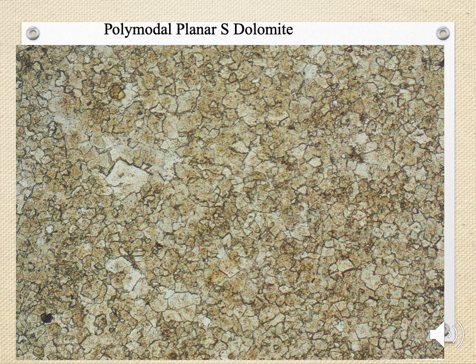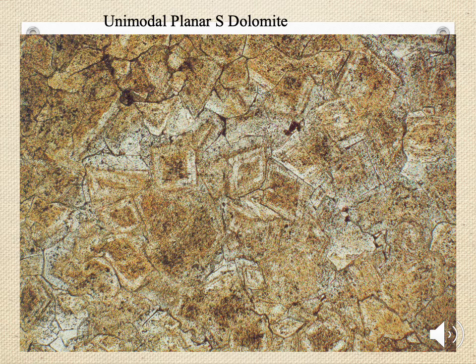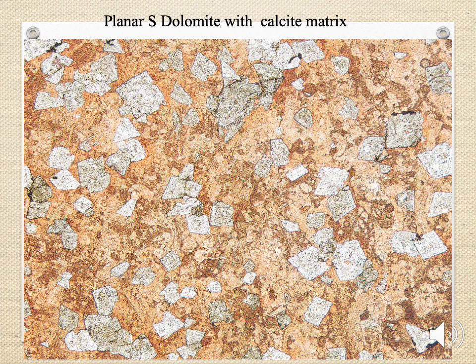So we have different crystal sizes here, so we'd call this polymodal. And because not all of the edges are nice and smooth, we will call this planar-s, for planar subhedral. And these, we have some pore spaces in here. Most of them are the same size, more or less. Planar, unimodal, planar-s. Polymodal, different sizes, planar-s with calcite matrix.